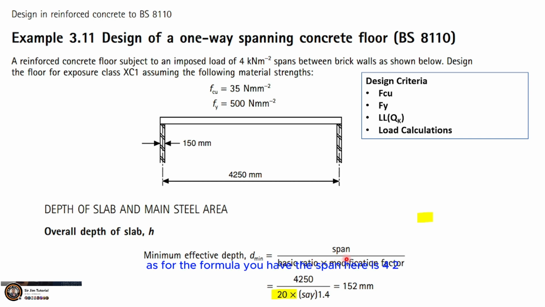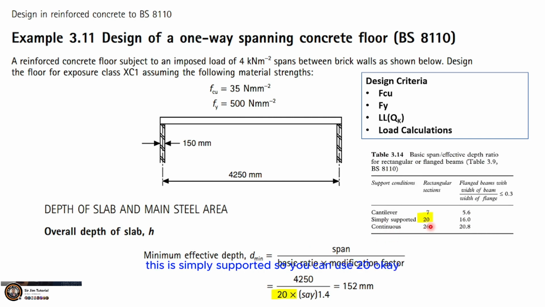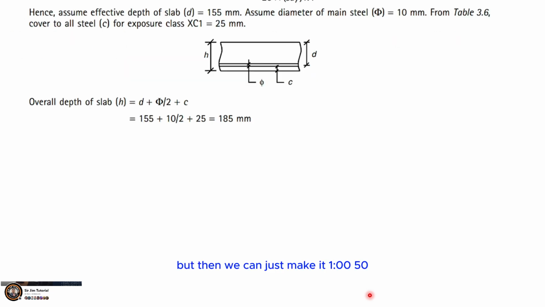As per the formula, you have the span here is 4250, and then the basic ratio. This is simply supported, so you can use 20. Then we are going to consider rectangular sections, just like the beam modes. Then we can assume 1.4. So our effective depth minimum is 152 millimeter, but then we can just make it 155, or if you like, you can make it 160.